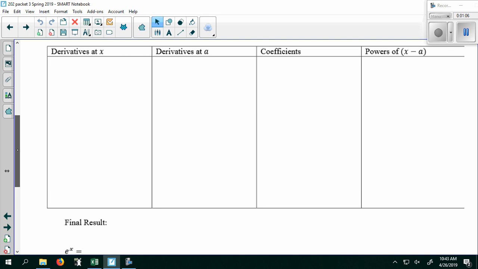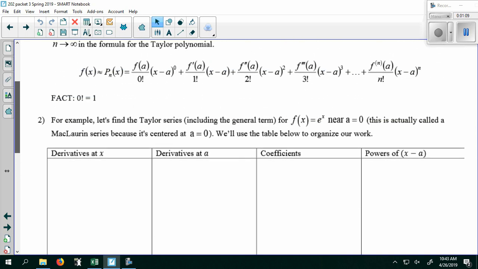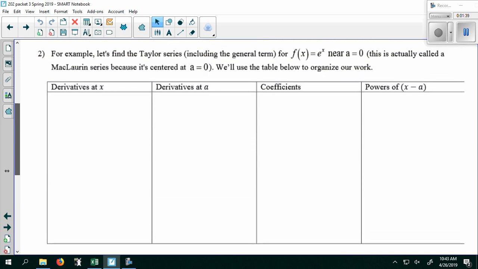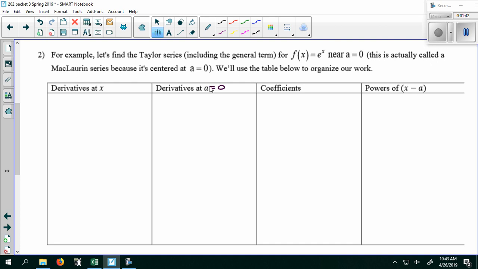All right, so this table will help us organize our work. In order to plug into this formula for Taylor polynomials or Taylor series, we have to know f and a bunch of its derivatives. So I'm going to take a bunch of derivatives. Then I'm going to plug in my a value into all those derivatives. Then I'm going to calculate my coefficients, which is f of a over a factorial, or f prime of a derivative over a factorial. And then my powers of x minus a. So in this case, a is 0. And then this is just x, because x minus 0 is just x.